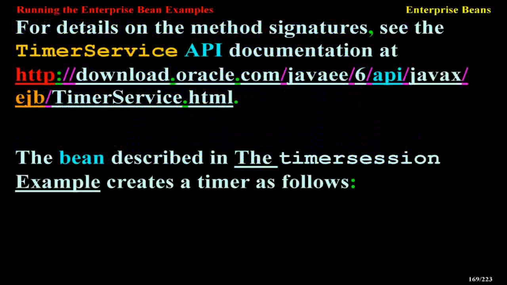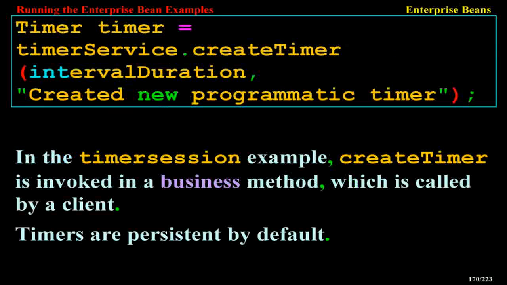The documentation is at download.oracle.com, Java 6 API, javax.ejb.TimerService HTML. The bean described in the timer session example creates a timer as follows. Timer timer = timerService.createTimer(intervalDuration, "Created new programmatic timer"); In the timer session example, createTimer is invoked in a business method, which is called by a client.